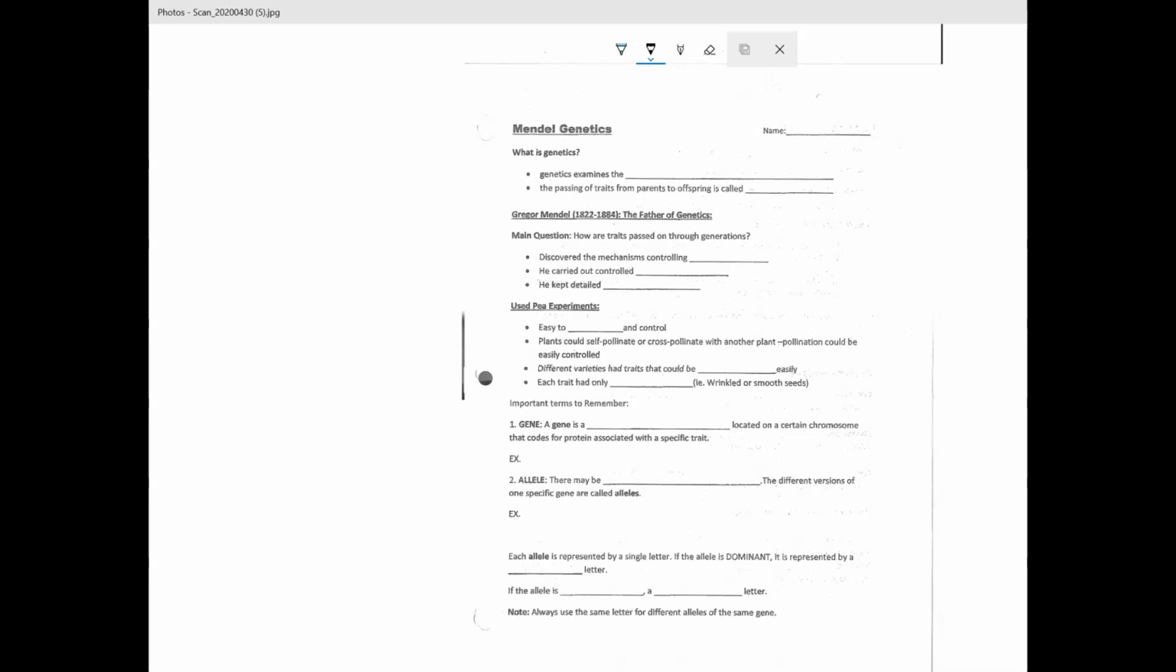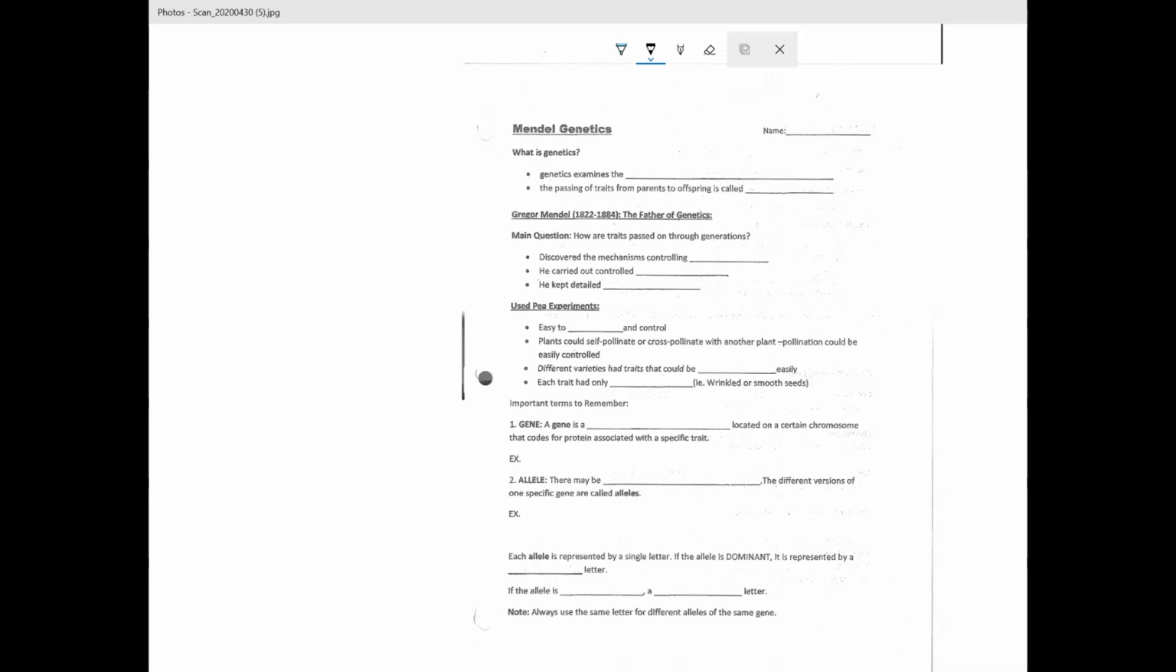So, as you know from previous lessons, the geneticist Gregor Mendel is considered the father of genetics. The reason why is because he was able to record all of his findings. He made detailed observations and was able to use those observations to establish some laws that he was able to interpret from the experimental observations.